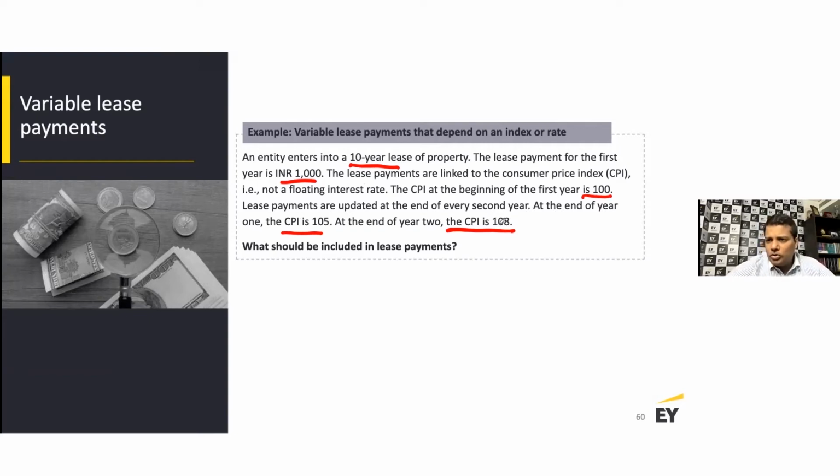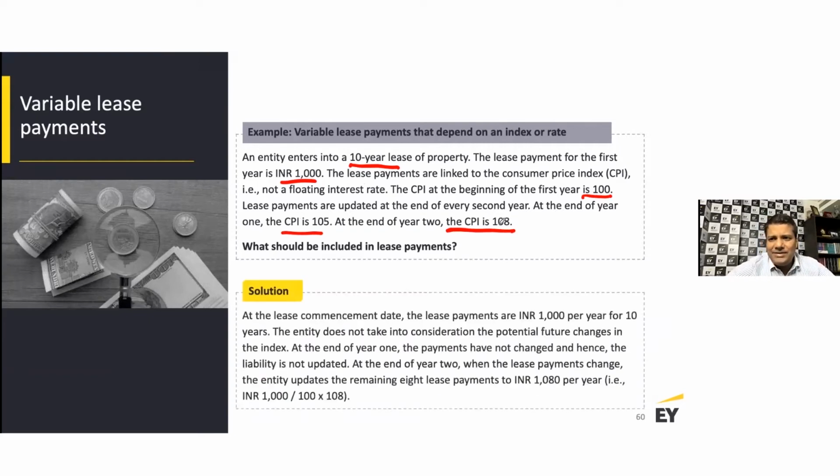So what all should be included in lease payments? As at the lease commencement date, the lease payments are INR 1,000 per year for 10 years. The entity does not take into consideration the potential future changes in the index. At the end of year one, the payments have not changed because it was supposed to only change with reference to the prevailing index at the end of year two, right? So it was not supposed to change. So I was continuously paying at that rate, right? And that was my liability. The liability is not updated.